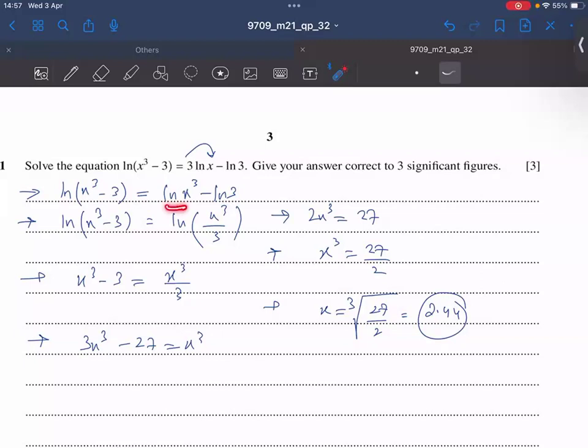this would be ln x cube minus ln 3. So this would be ln x cube over 3. Oh, okay. No, so you made a mistake. 3 times 3 is 9, you made it 27. Yeah, okay. So it's going to be 9, 9.